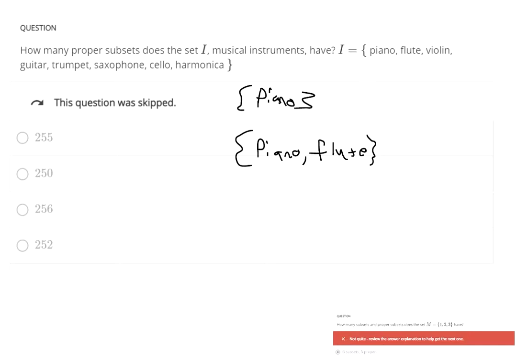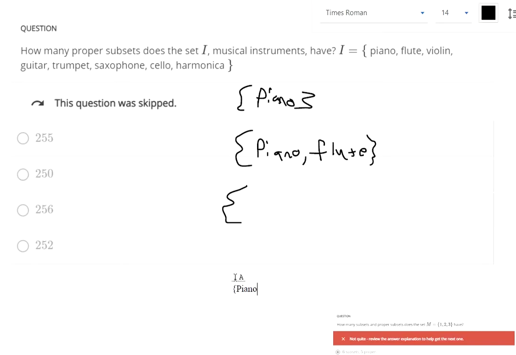So if you see the words subset, and if you also see the terminology proper subset, a proper subset means it's smaller than I, it's not equal to it. But if they're asking for just subsets and not proper subsets, that means you could have the entire set I, piano. I'm going to write that out.